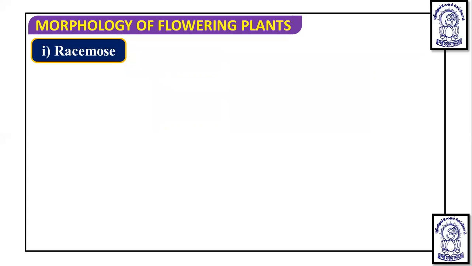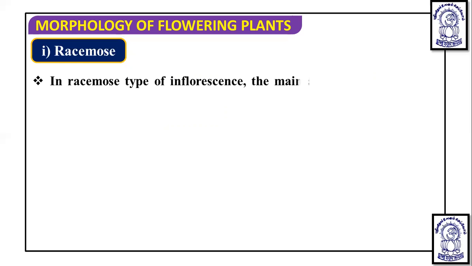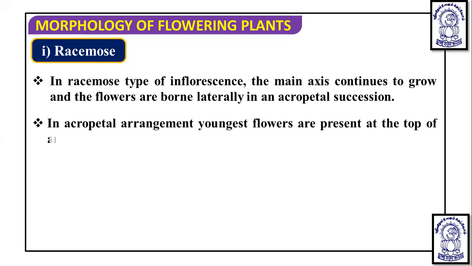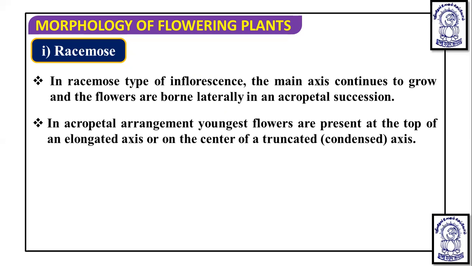First, we are going to understand racemose inflorescence. In a racemose inflorescence, the main axis continues to grow and the flowers are borne laterally in an acropetal fashion. The main axis keeps growing without terminating into a flower, and the flowers originate laterally in acropetal succession, which means younger flowers are present towards the growing point. So in acropetal arrangement, the youngest flowers are present at the top of an elongated axis or at the center of a truncated, condensed axis.